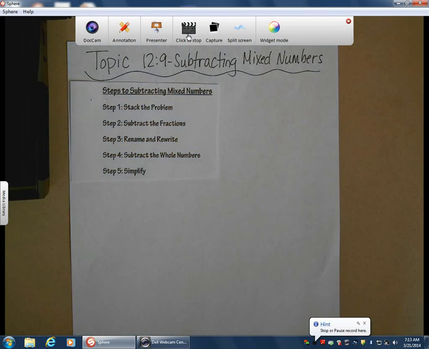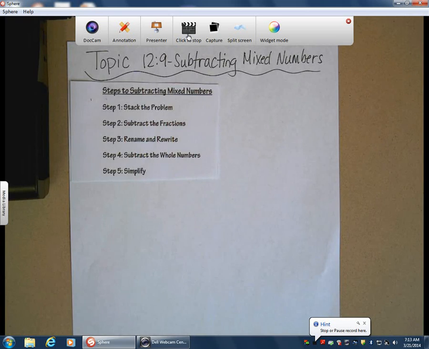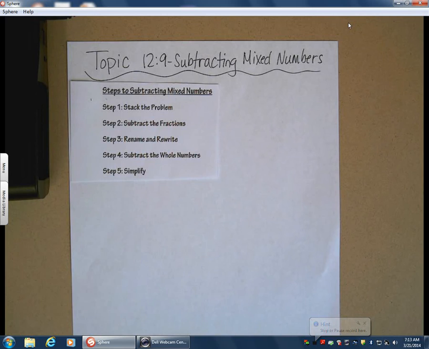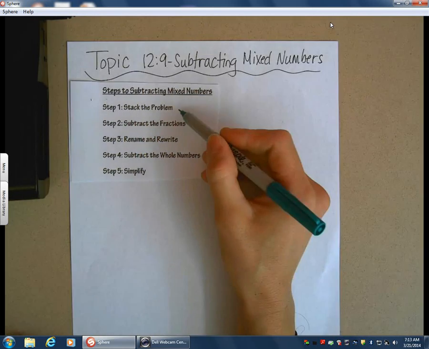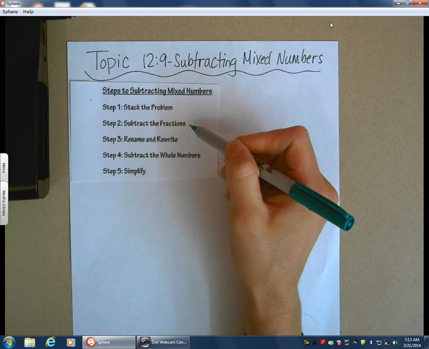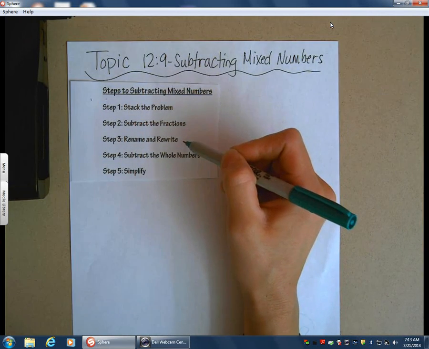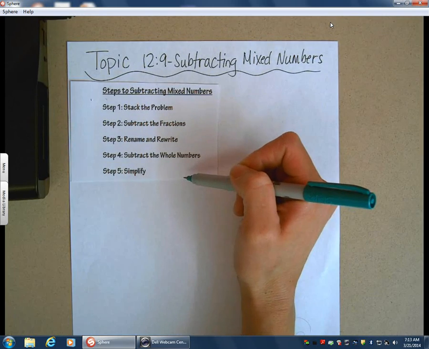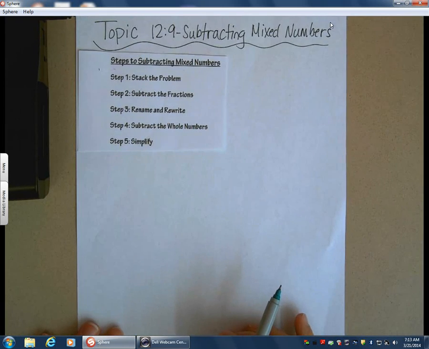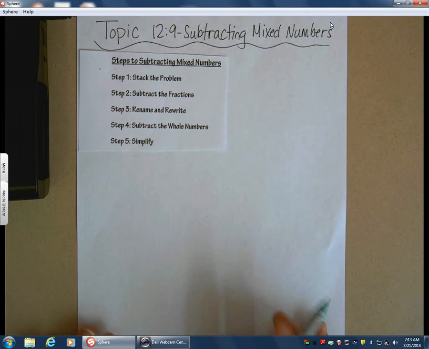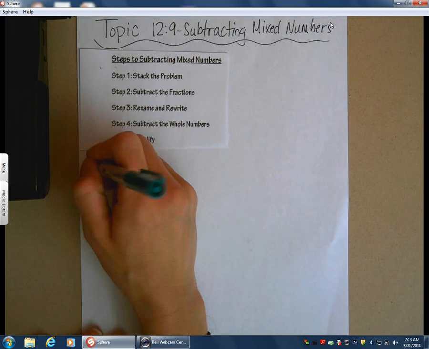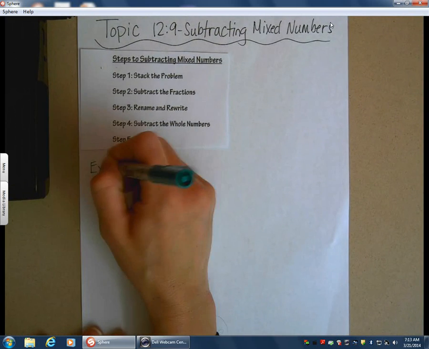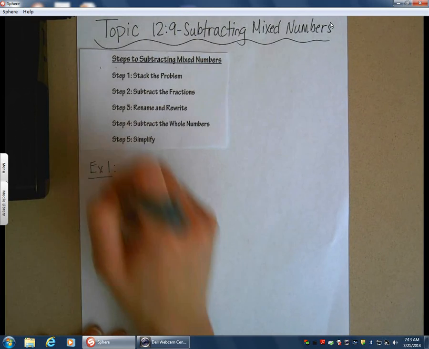Today I'm going to show you how to subtract mixed numbers, which is topic 12-9 in your math book. Okay, so before we begin, let's review the steps we learned in class. Step 1 tells us to stack the problem. Step 2, subtract the fractions. Step 3, rename and rewrite. Step 4, subtract the whole numbers. And Step 5, simplify. So many of the steps we are going to use in subtracting mixed numbers look like what you learned yesterday for adding mixed numbers. There's just a few small changes, so let me show you how to go about doing this.